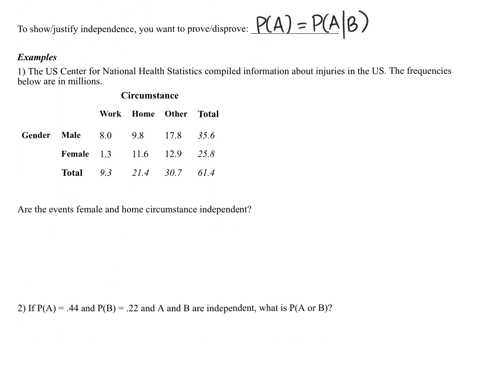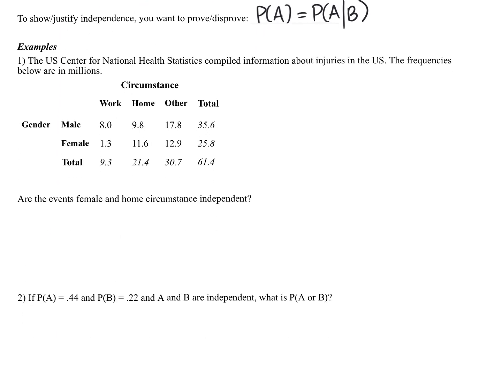So let's go ahead and do an example. The U.S. Center for National Health Statistics compiled information about injuries in the United States. The frequencies below are in millions. We have it broken down by gender, male and female, and whether the injuries occurred at work, home, or other, and then we have our totals. We want to know, are the events female and home circumstance independent? So A is female, B is home circumstance.